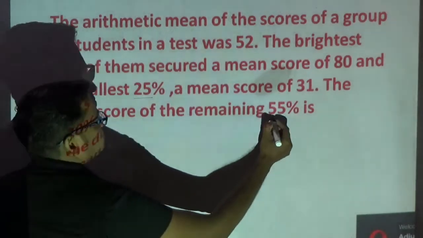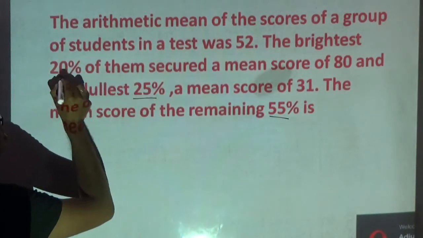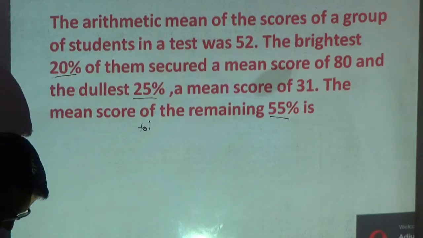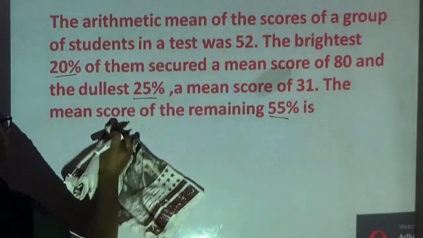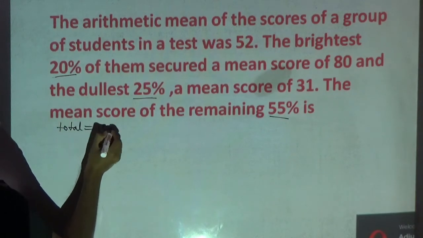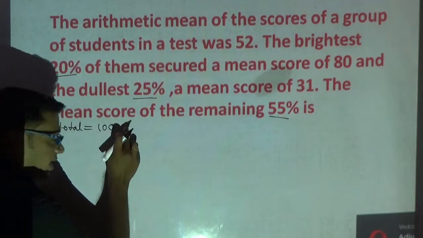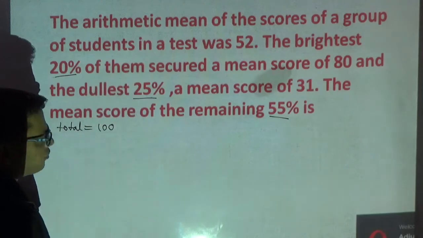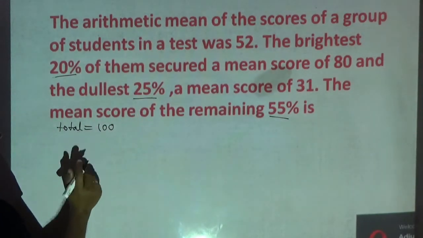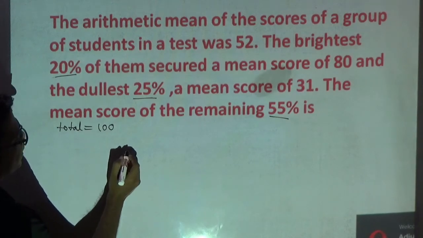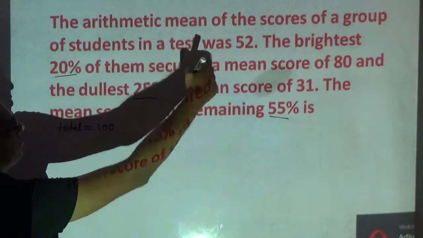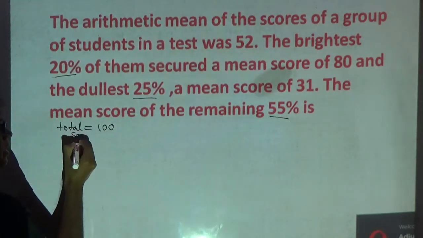See, they have expressed it in terms of percentage, right? So I will take the total number of students as 100, because percentage means 100. I don't need the actual number of students, correct? I want the average of the 55. So straight away we can take the total number of students as 100. Then they have given the average of all the 100 students is 52. Therefore the total score I can tell.